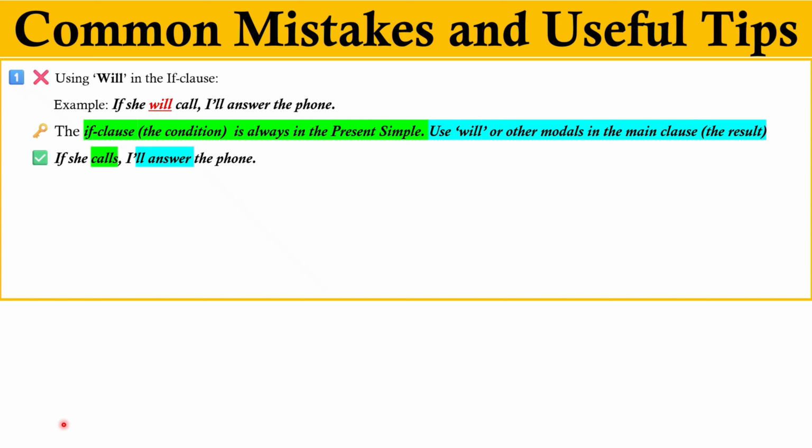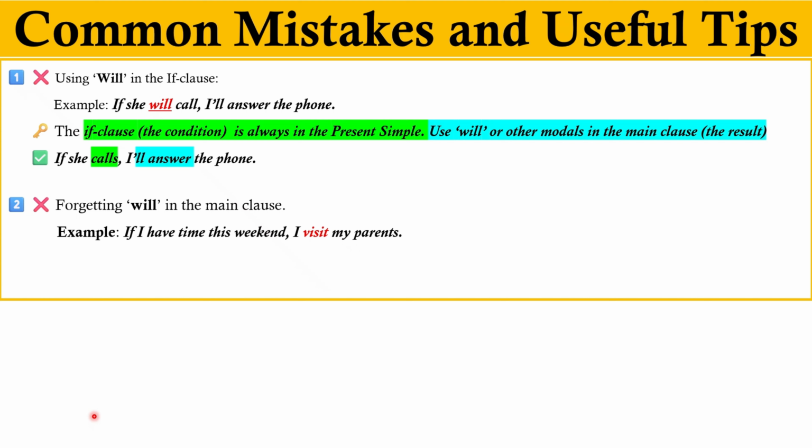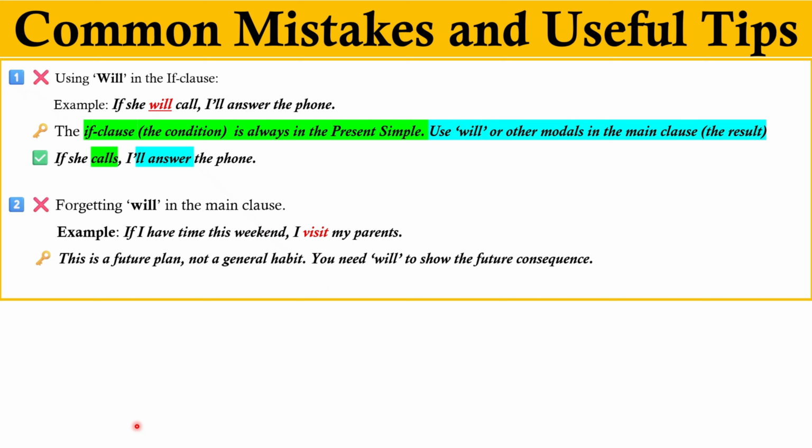The next mistake is similar, forgetting will in the main clause. That is, using the present simple in the main clause instead of will. For example, if I have time this weekend, I visit my parents. That's incorrect. This sounds like a general habit or a zero conditional fact. But if you are talking about a specific future plan, you need will to show that future consequence. So it must be, if I have time this weekend, I'll visit my parents.